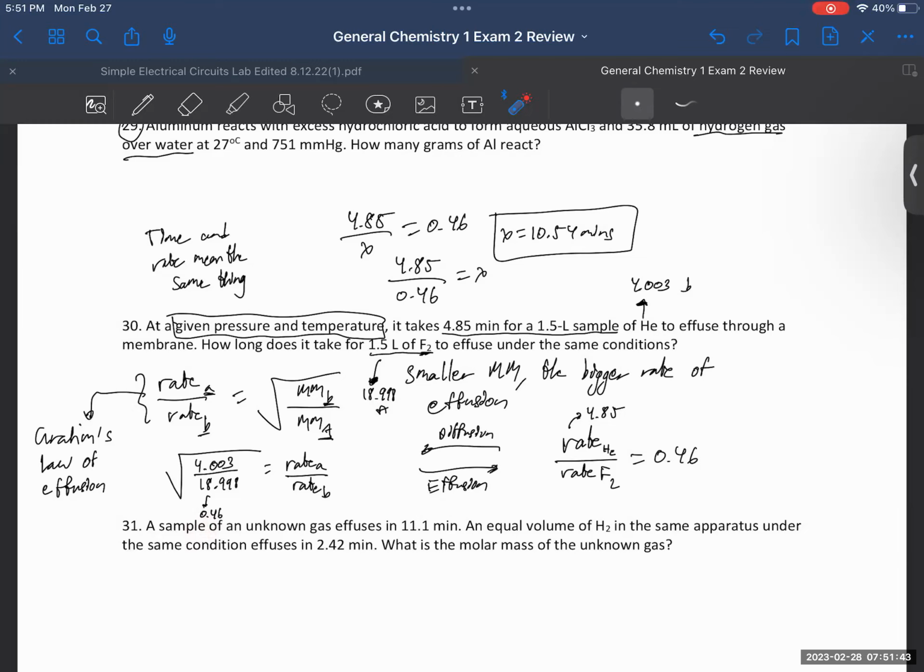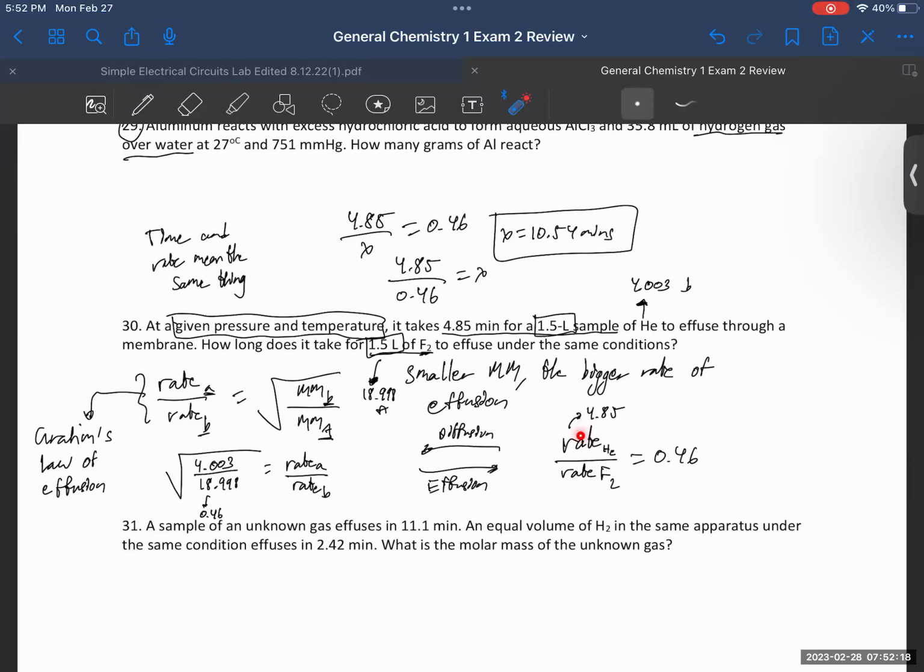And for the purposes of this, time and rate mean the exact same thing. So for the rate of effusion of helium, I just put 4.85 and plugged it in. Notice how I could do that because the samples were the exact same, the 1.5 here and the 1.5 here. So they're both the same amount of gas. If they weren't the same amount, then you'd have to use molarity and convert from there. But they made it nice and easy for you, and they're both 1.5 liter samples.